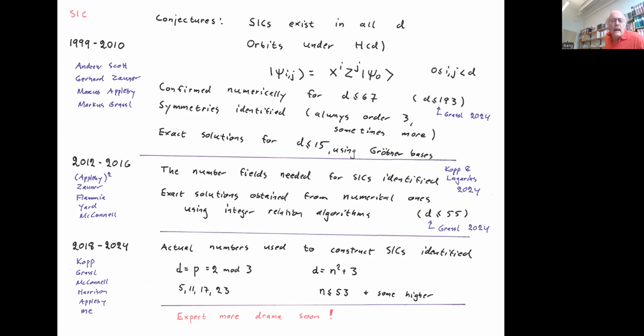The next thing that happened was that Marcus Appleby and Julia Appleby, his wife, and Gerhard Zauner, they examined these solutions that were available for exact SICs. And they realized that they could identify the kind of number fields that you need to write down these fiducial vectors or to write down these SICs. Which is an interesting thing. It's also, so to say, practically useful in the sense that if you know what number field the components are supposed to sit in, then you can take a numerical solution, increase the precision perhaps, and then identify an exact SIC using integer relation algorithms. So in low dimensions, you can use RootApproximant in Mathematica. In higher dimensions, and Marcus Grassl has now pushed this to dimension 55, you're going to need very sophisticated techniques and much computer power, etc., but it can be done.